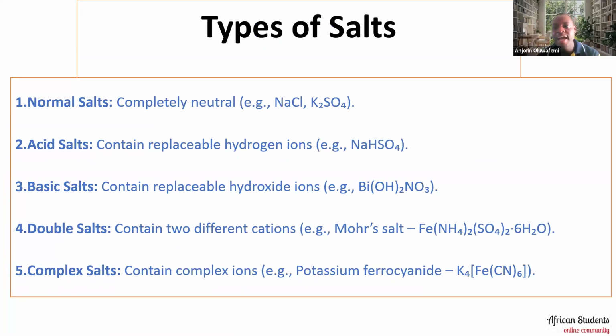So we look at the types of salts that we have now. The first type we have is what we call the normal salt. It is called normal salt because it is completely neutral. A very good example of normal salt is sodium chloride, because it is completely neutral. Then potassium sulfate is another example of a normal salt.